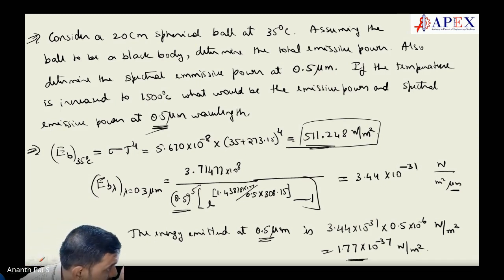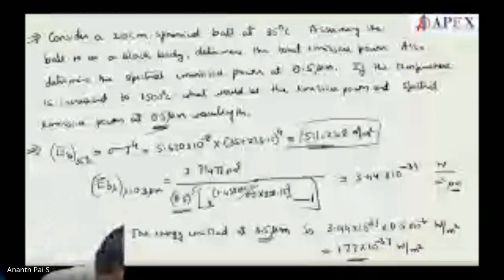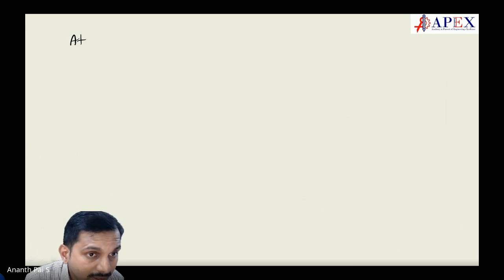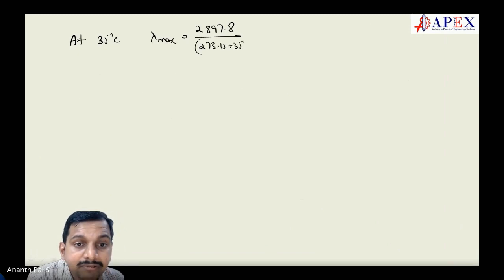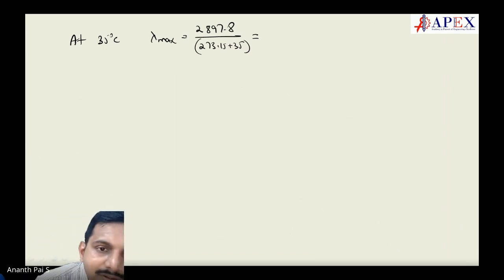Where is the maximum? Maximum is at 35 degrees centigrade. You have to put Wien's displacement law and see where it is the maximum. Now observe, at 35 degrees centigrade, lambda max is equal to 2897.8 divided by 273.15 plus 35, which comes out to, tell me fast, 9.4 micrometer.